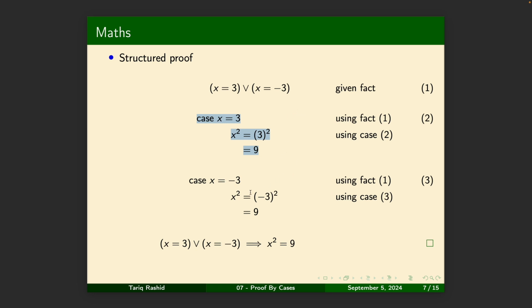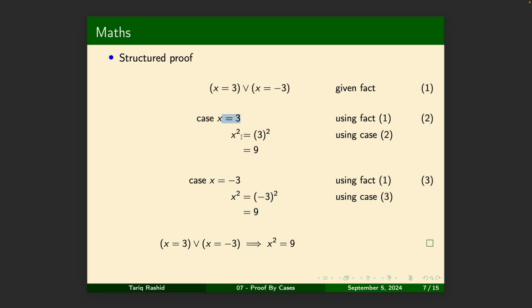We have another case remaining. We're saying the second case is x equals minus 3. How do we know that? We're using, again, referring back to the given fact, which was a disjunction. So using fact 1, and we're going to call this 3. And again, we're having to prove something about x squared. This time x is minus 3, so it's minus 3 squared, which is 9.